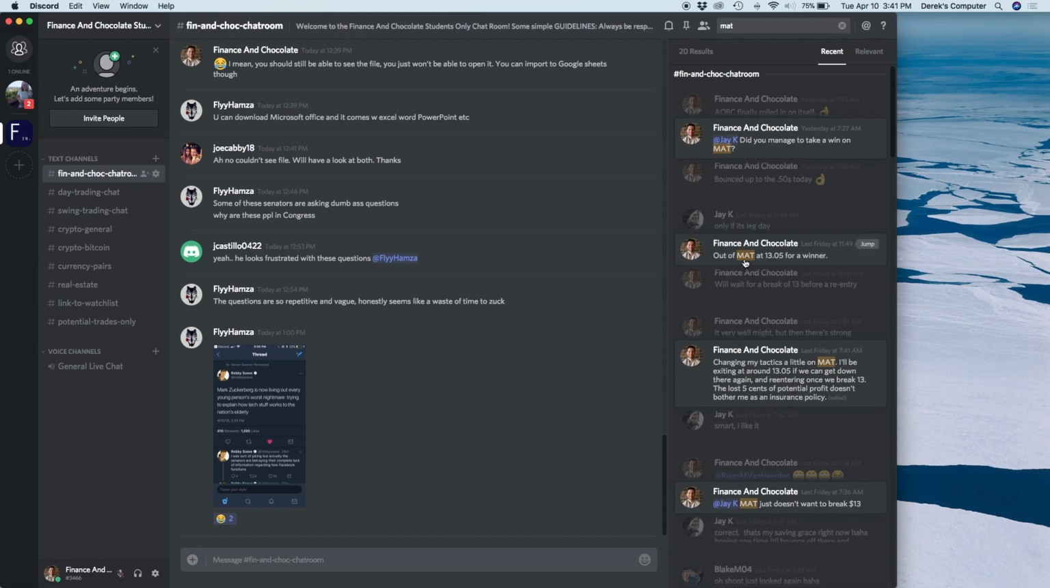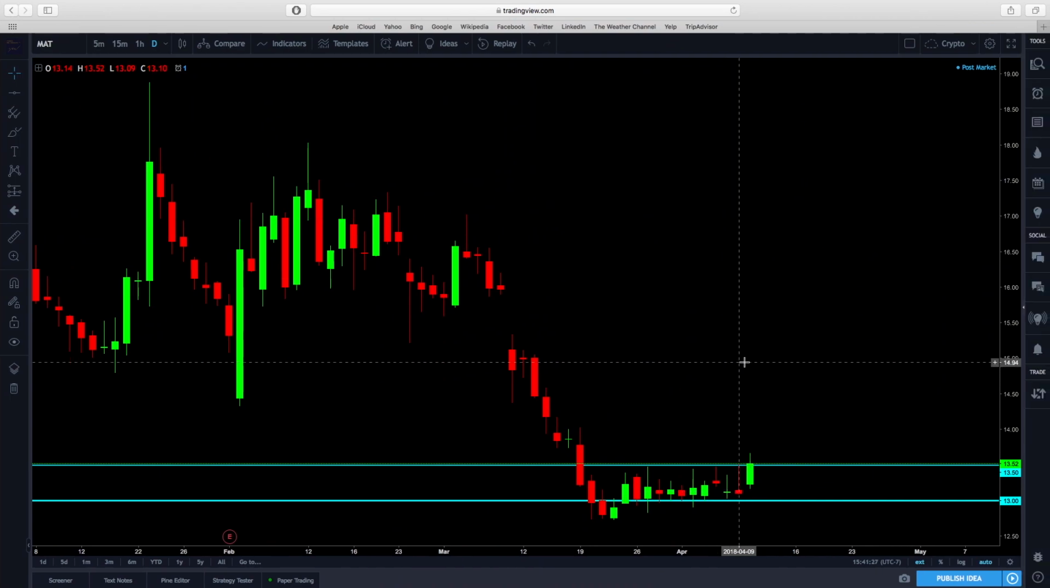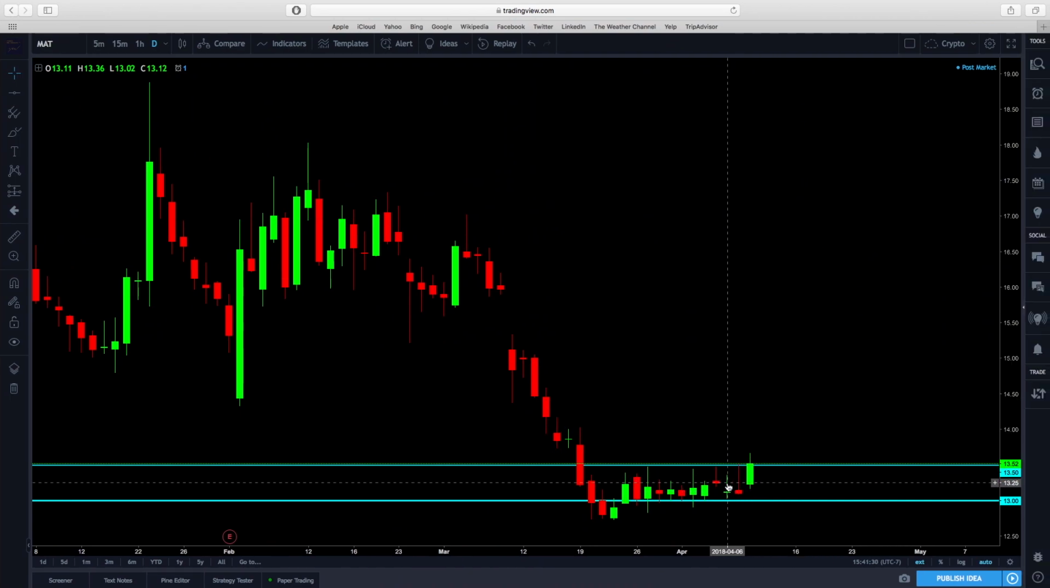And then right here, same day, a few hours later, out at 1305 for a winner. So basically, what I'm talking about there is that right here on the 6th, if I remember correctly, Friday was the 6th. Let me make sure on my calendar here. I like giving you guys accurate information. So Friday was the 6th.